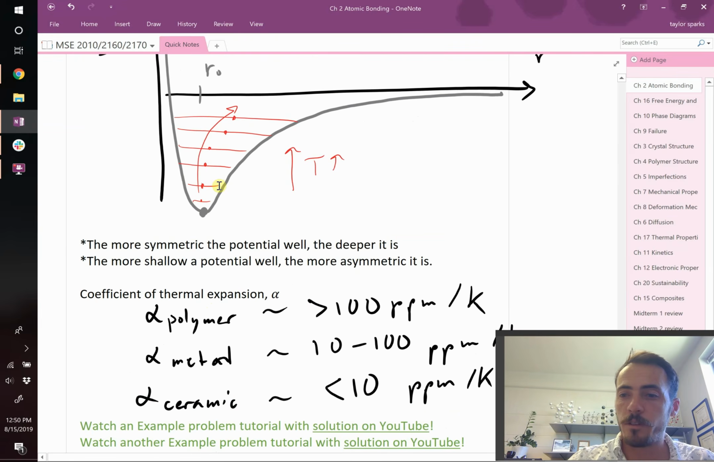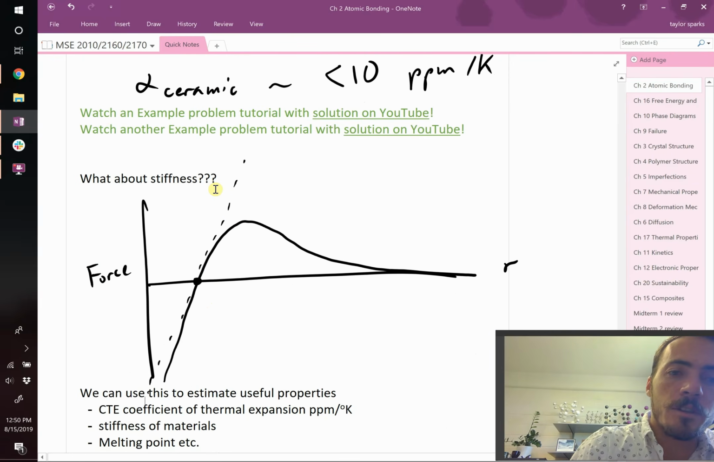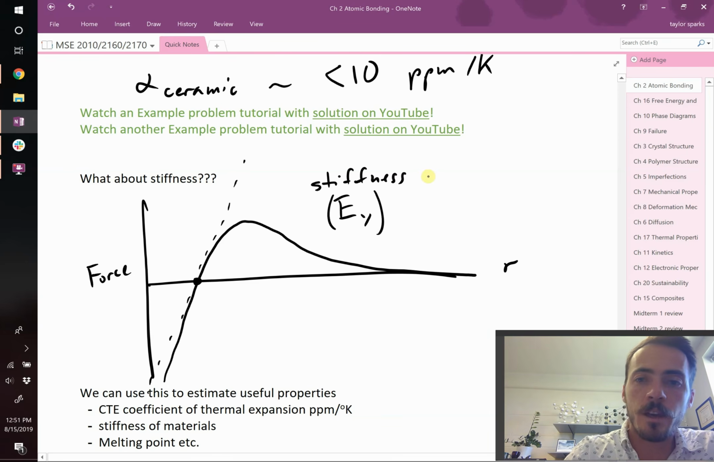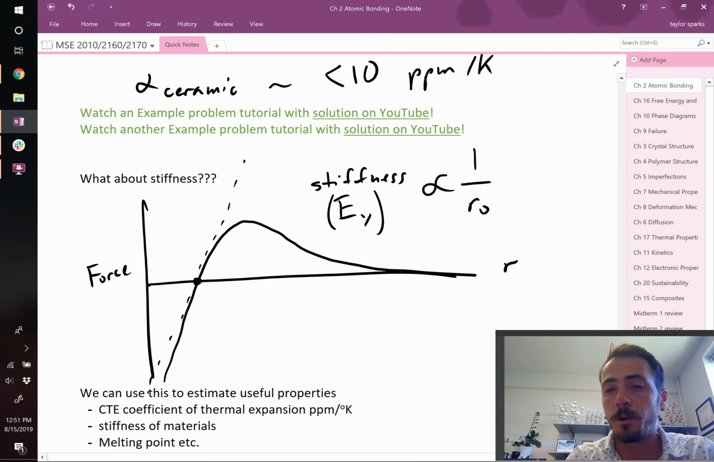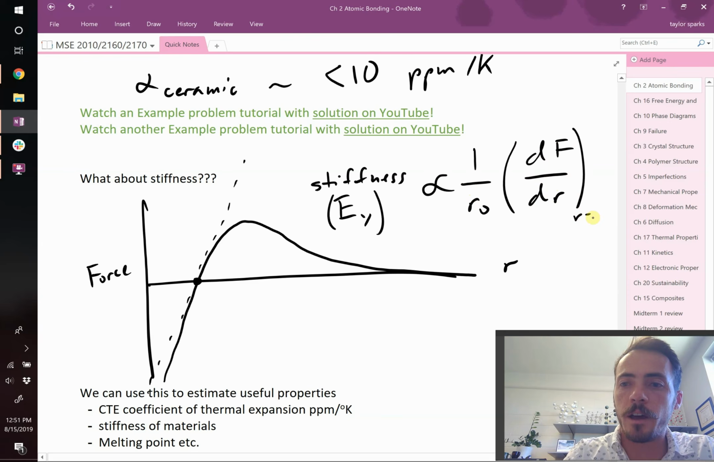What's the second derivative of energy? It's the curvature. It's the radius of curvature, right? So I'm going to write this out. The Young's modulus, which we'll just call stiffness for now, but the word that we're going to learn later on this semester is Young's modulus, E sub y. That's going to be proportional to 1 divided by the interatomic separation distance, the average, what we call equilibrium bond distance, multiplied by dF over dr. That's the integral of your force expression evaluated at r equals r naught. Right? So that'll give us stiffness.